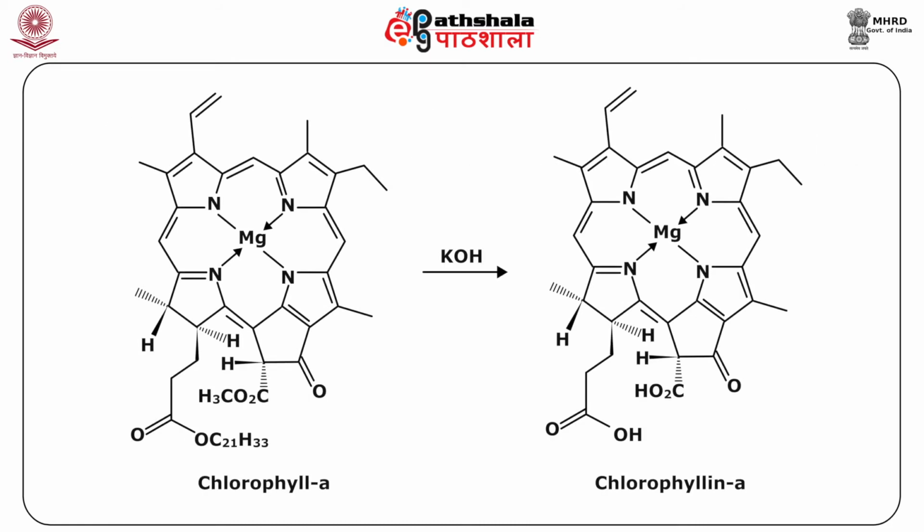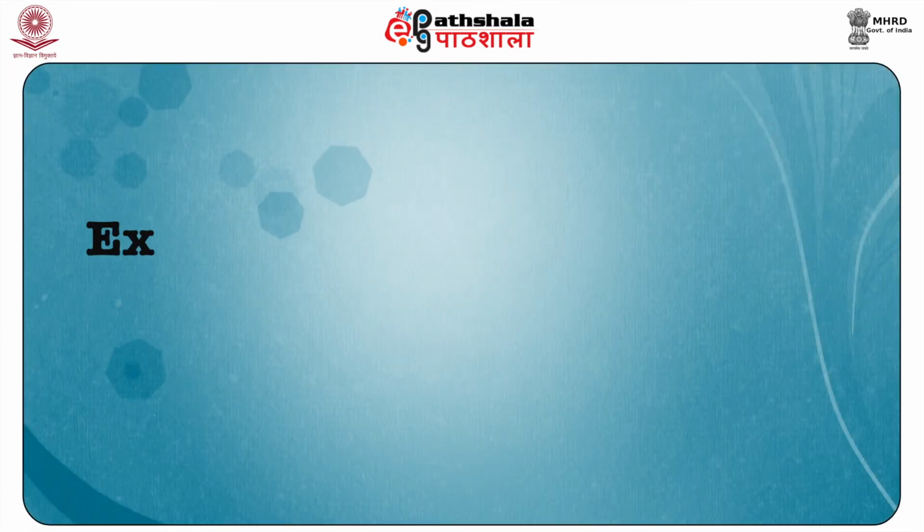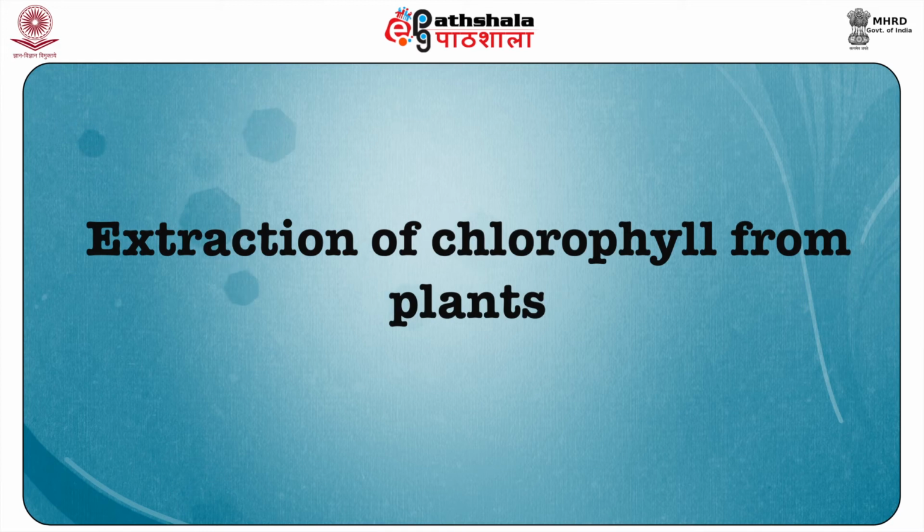Chlorophyll can also be reacted with a base, which yields a series of phyllins, magnesium porphyrin components. Treatment of phyllins with acids gives porphyrin. As shown in this scheme, this is the overall scheme for the reaction of alkali with chlorophyll. The reaction is shown with chlorophyll A. Extraction of chlorophyll from plants.